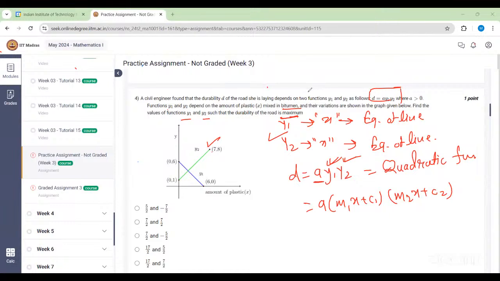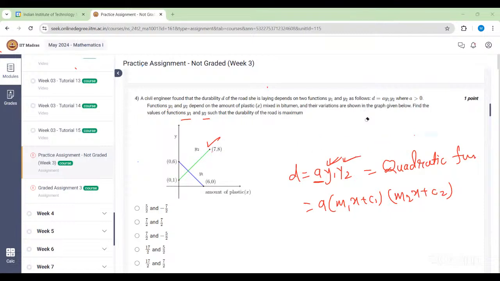If they don't give A is greater than 0, even if we get m1 into m2 as negative, there might be a confusion whether the quadratic x square is negative or positive based on A. So that's why it's given A is greater than 0.